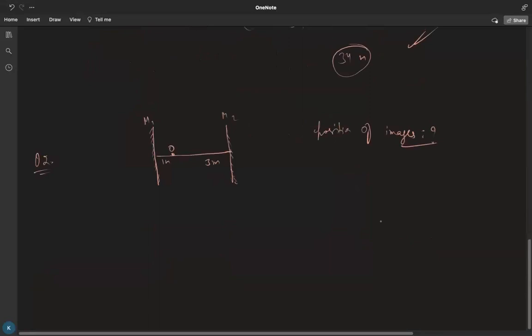So you just have to use the shortcut which I already taught you. Again, just write both of the mirrors here, and in the first line you have to write the distance between the object and the mirror. So from M1 the distance of the object is 1 meter, and from M2 the distance of the object is 3 meters. And D is equal to the distance between the two plane mirrors, which is 3 plus 1, 4 meters.